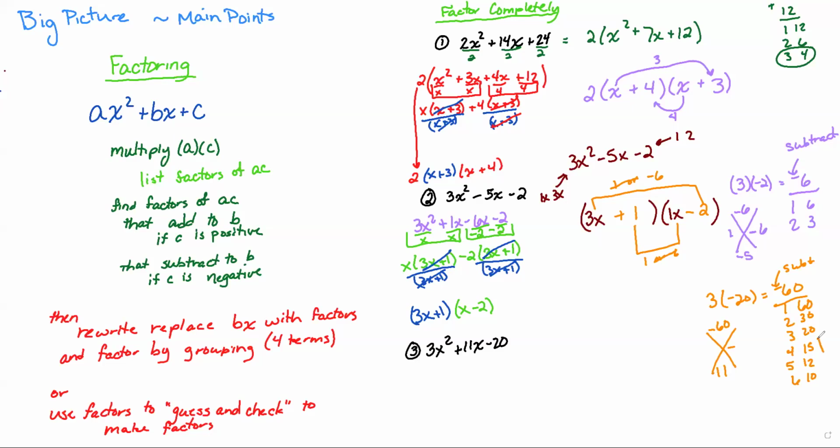If I want to get 11, I'm going to be using 15 and 4, and I really want 15 minus 4. Rewrite my problem. I'm going to start that way. So the 11x is going to be 15x minus 4x, or negative 4x plus 15x, your choice. So this is 3x squared plus 15x minus 4x minus 20.